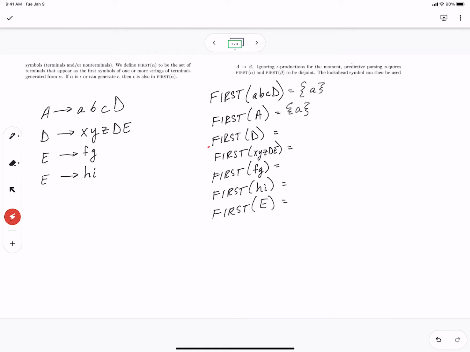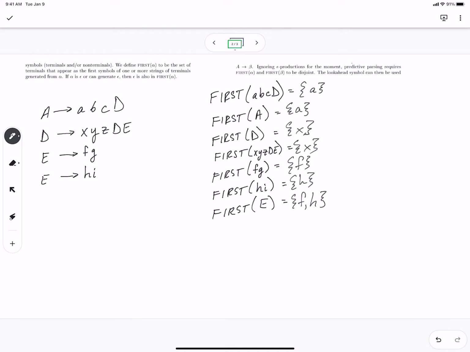Okay, let's look at the first of D. Well, D can take the form of X, Y, Z, D, E. We know that x is going to be the first one there, so x is possible. And we don't see any other productions with D on the left-hand side, and so we're done. How about the first of X, Y, Z, D, E? Well, that's just the right-hand side of D, and the first terminal is going to be x. First of F, G. Well, that's just f. First of H, I, that's h. First of E, okay, now it gets a little bit more interesting. E has two production rules with E on the left-hand side. The first one starts with an f, so f is in the first set, and h is also in the first set. Now it gets more complicated when we have more complicated grammars, but for now, that's the idea behind first.